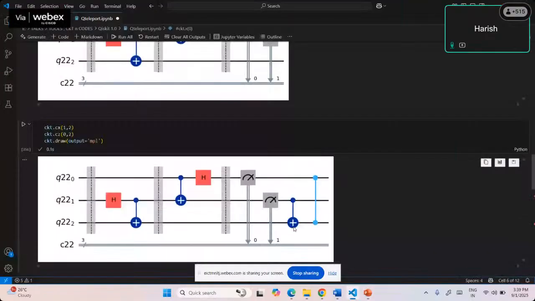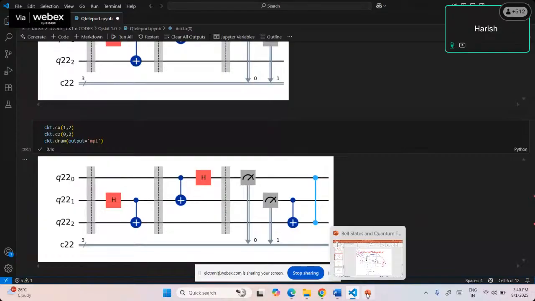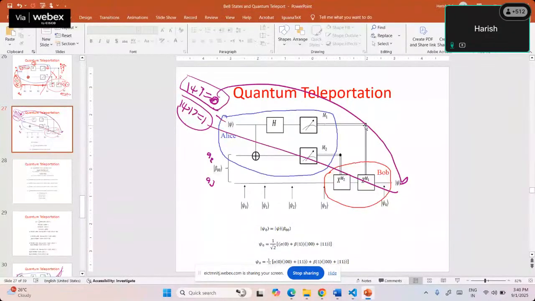And the blue colored thing is nothing but the control Z gate. So whenever this is 1, it will apply the Z gate on the last qubit. This part: whenever this M1 is 1, then it will apply the Z gate. So this is the thing happening here.